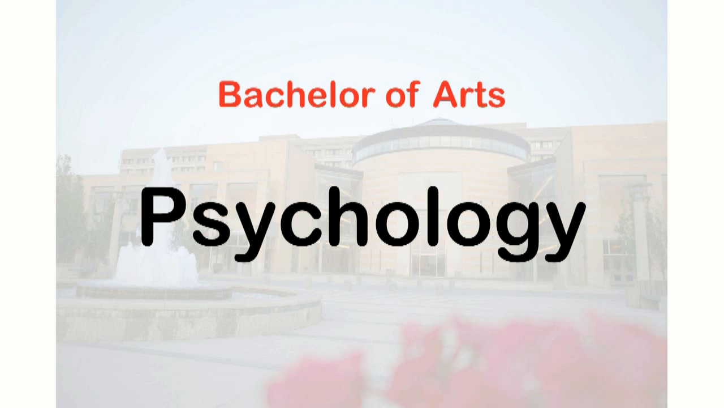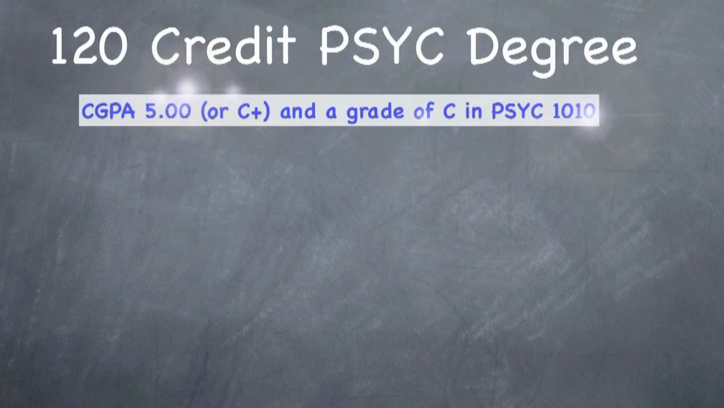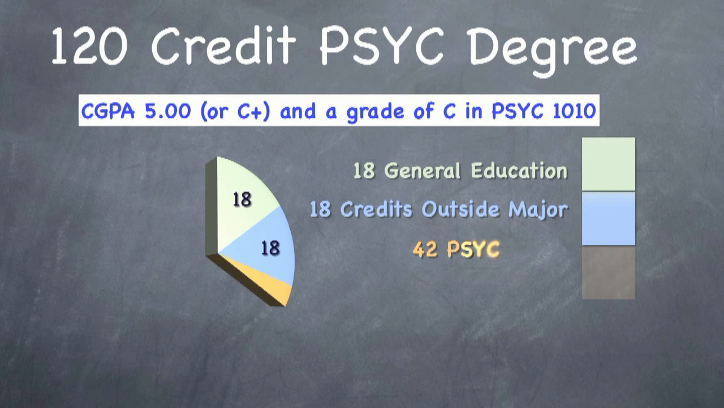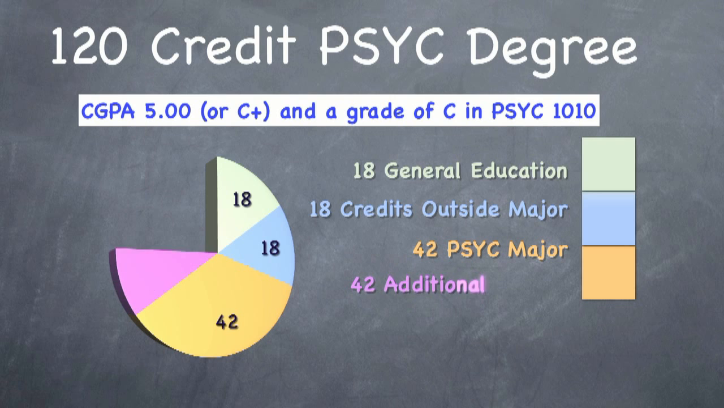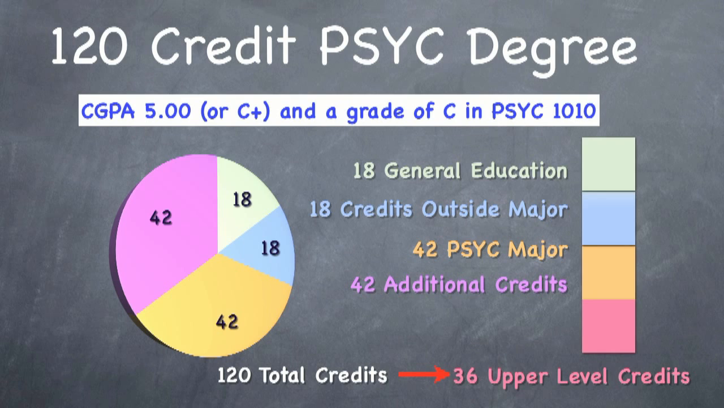Now that you know the basics of the BA degree, let's examine your degree requirements. In order to graduate in your BA Honors Psychology degree, you must complete a minimum of 120 credits with an overall cumulative grade point average of 5 or a C+. In addition, you must have obtained at least a 4 or a C in Psych 1010.